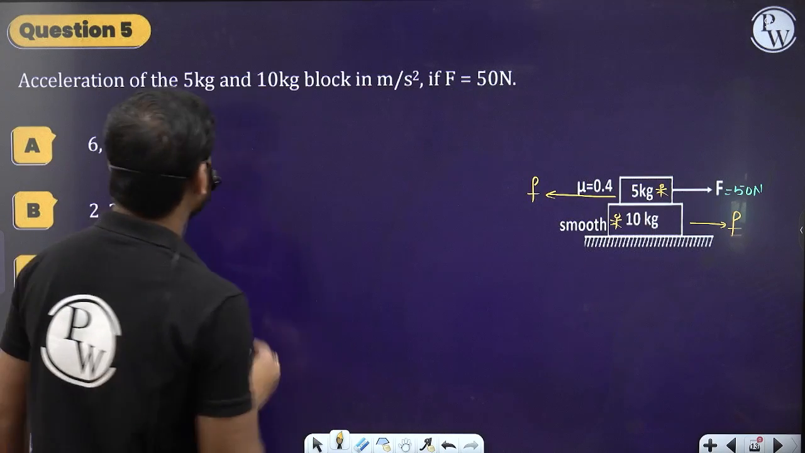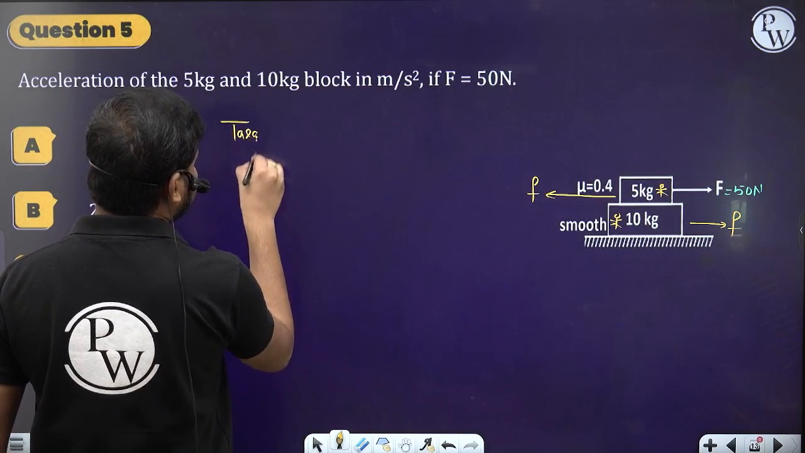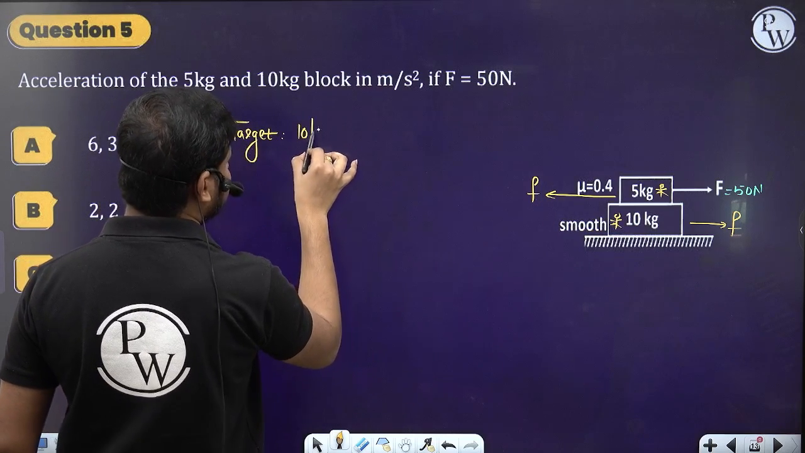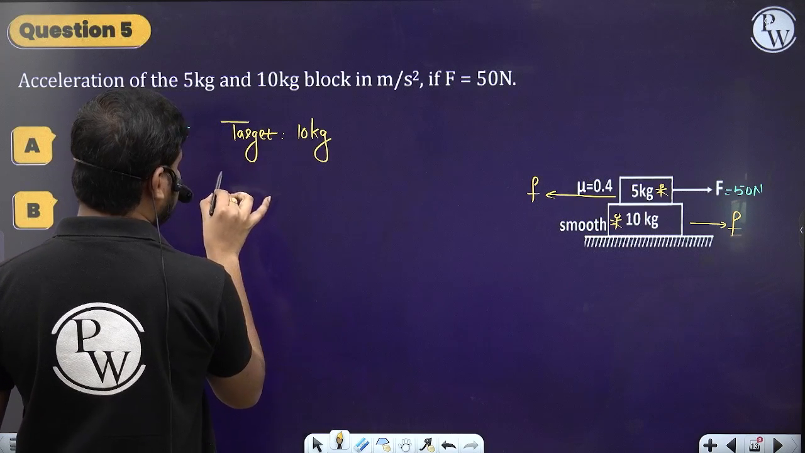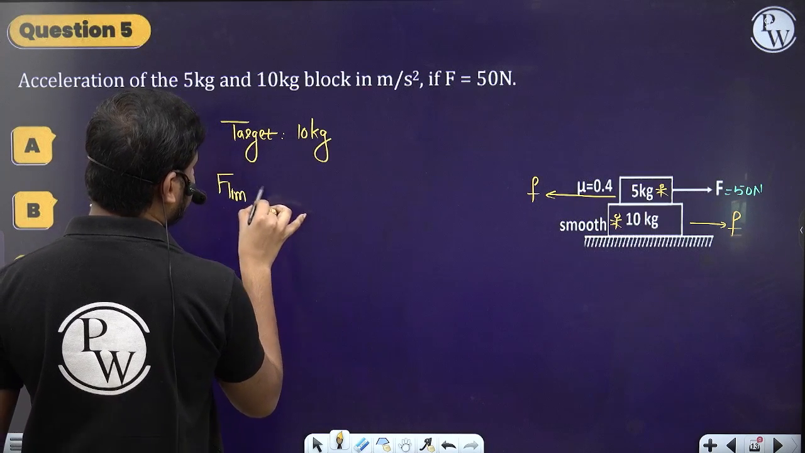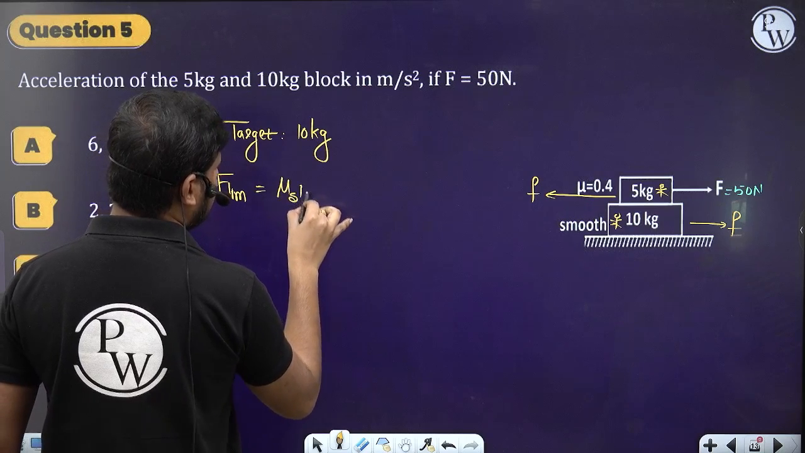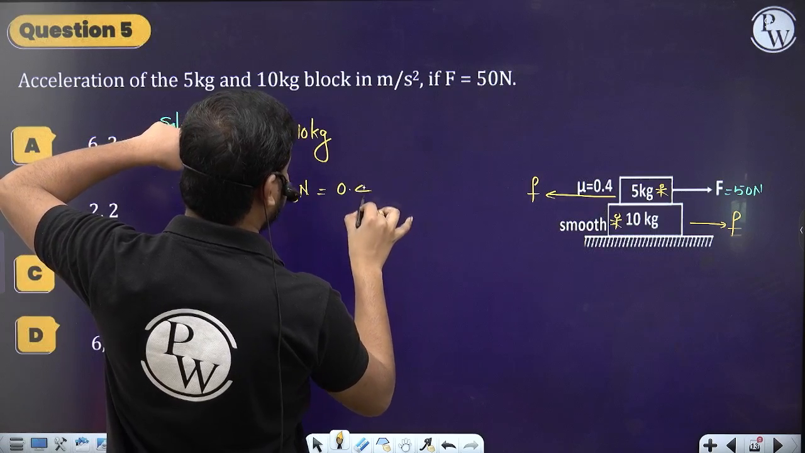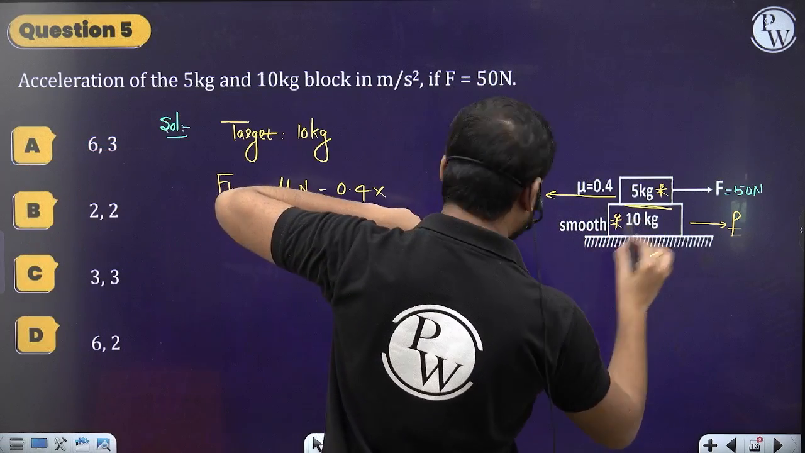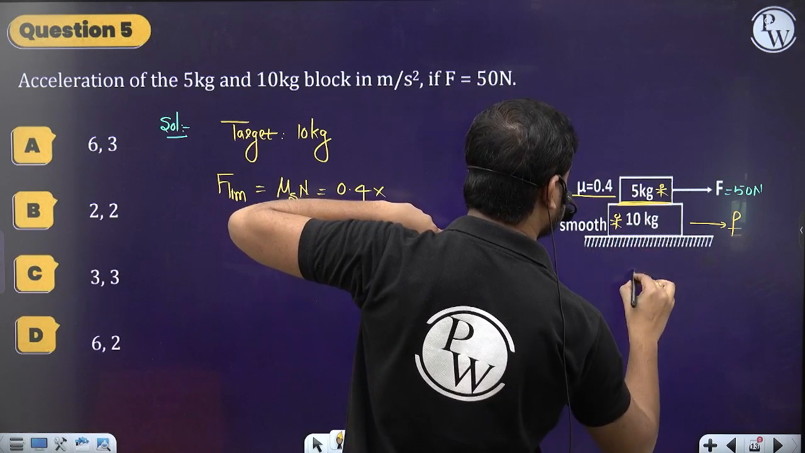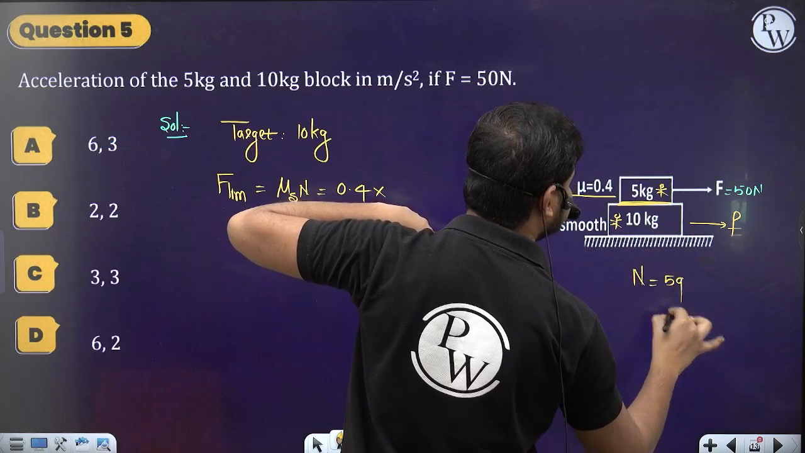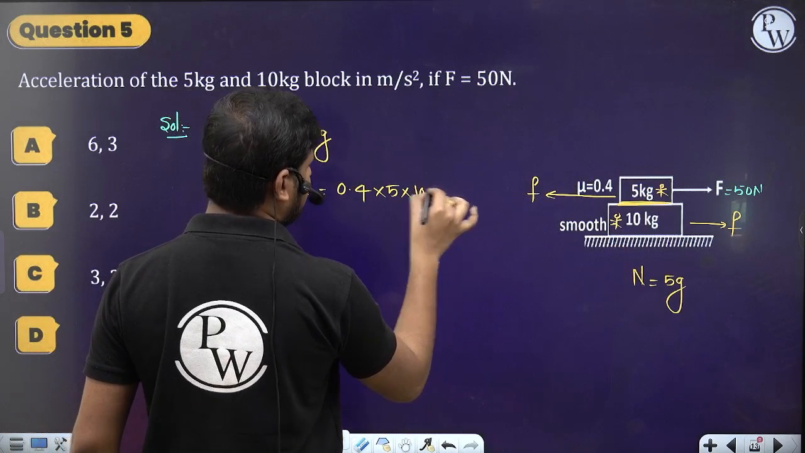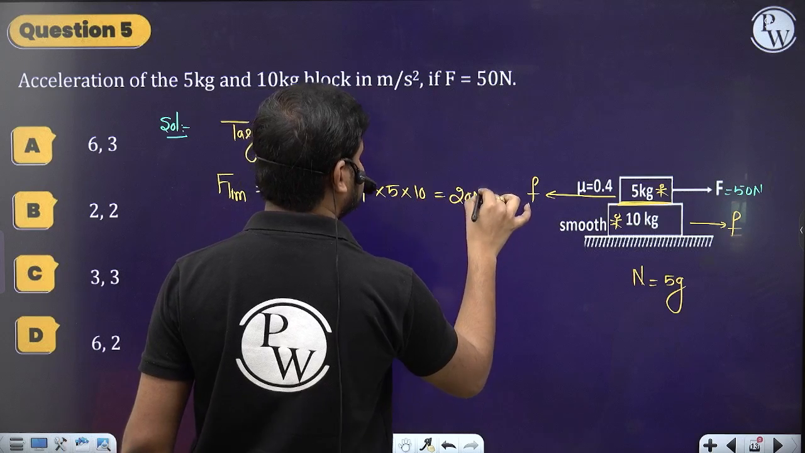Yes, right? So first, identify the target block. The target block is the one on which only the friction force acts, which is the 10 kg block. Then find the F limiting, which is mu s into N. What is the coefficient of friction between the two blocks? It's given, 0.4, into normal. The normal between the two blocks you should take. So normal is equal to 5g here. At the point of contact, only the 5 kg body is there. So that's why 5g, g is 10. So 4 into 5, 20 newtons is the F limiting.